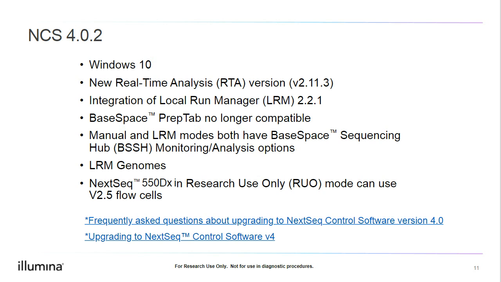For LRM analysis, modules will need to be manually installed, and these can be downloaded from the Illumina website. If a NextSeq DX had been updated to at least version 4.0, the RUO mode will recognize version 2.5 flow cells. And here are links to 2 bulletins with frequently asked questions and what to expect when upgrading to NextSeq Control Software version 4.0.